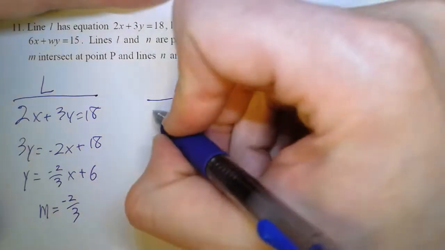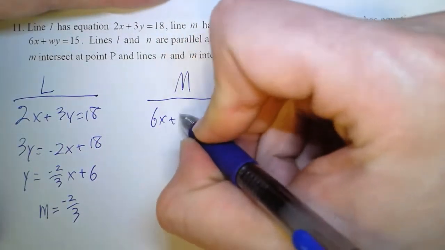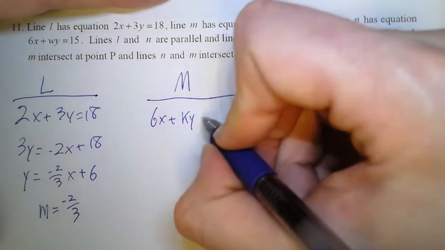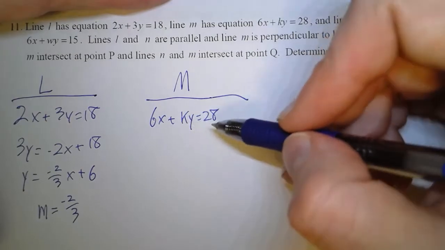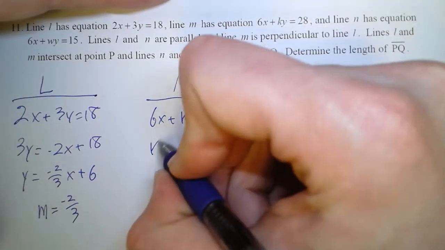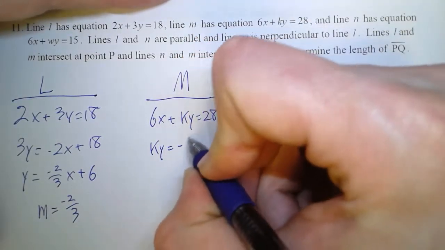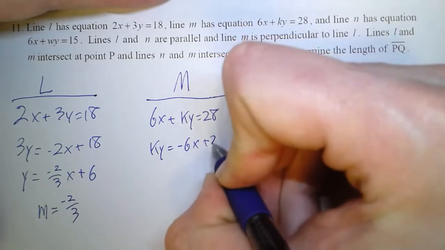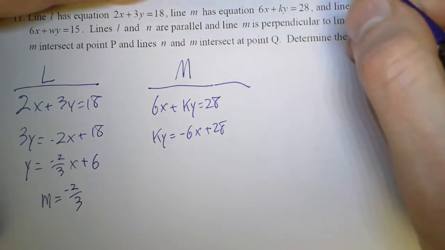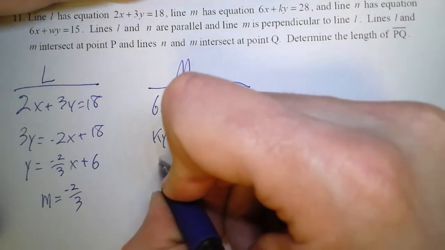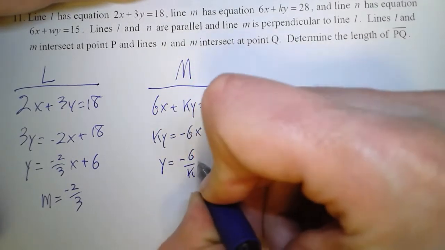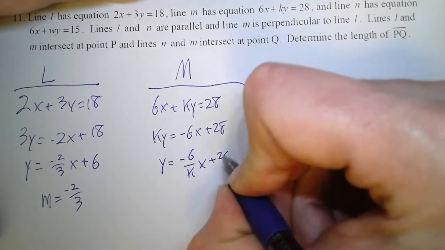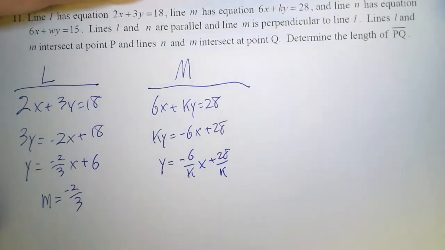They tell us that we have 6x plus ky equals 28. Now we're going to do the same thing. We're going to solve this for y to get the slope. So we have ky equals negative 6x plus 28. Then we divide both sides by k. So y equals negative 6 over k, x plus 28 over k.